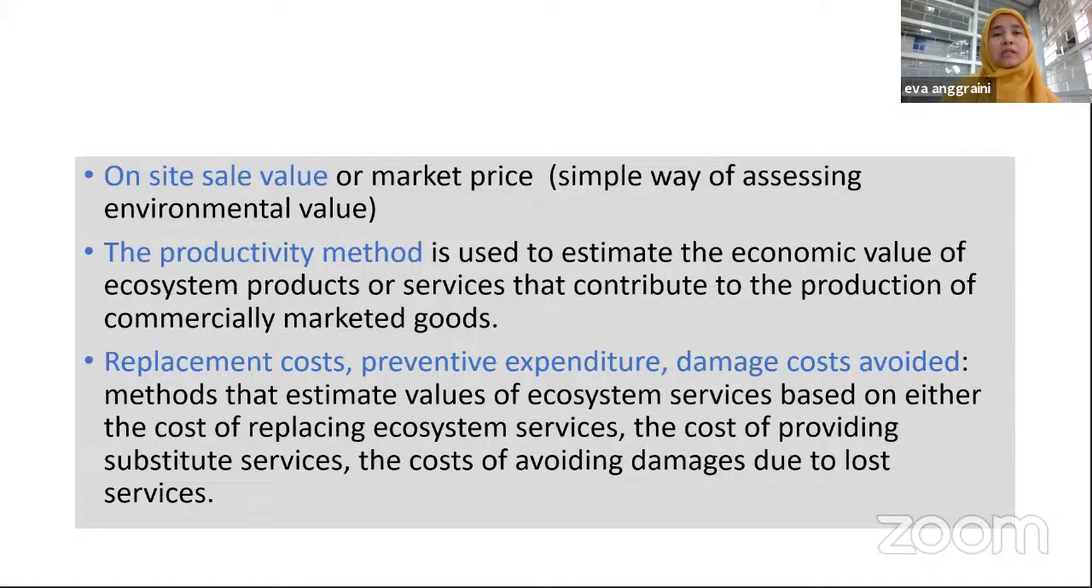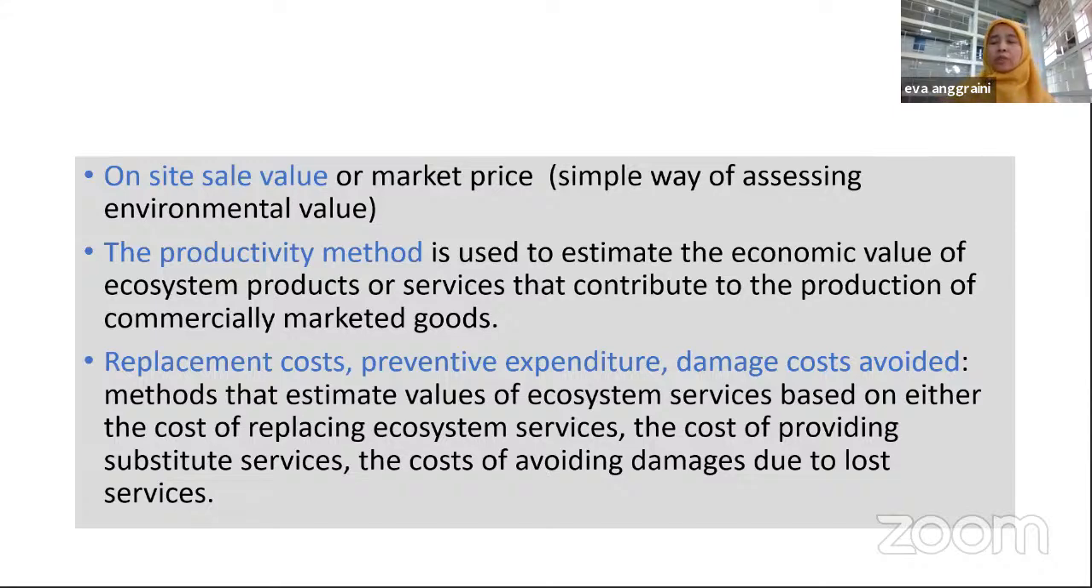So I will skip this and explain a little bit about the methods one by one. On-site value, or market price, is a simple way of assessing environmental value. If it has a market price, we can assess the value from the market price of the goods or services. The productivity method is used to estimate the economic value of ecosystem products or services that contribute to the production of commercial marketed goods.